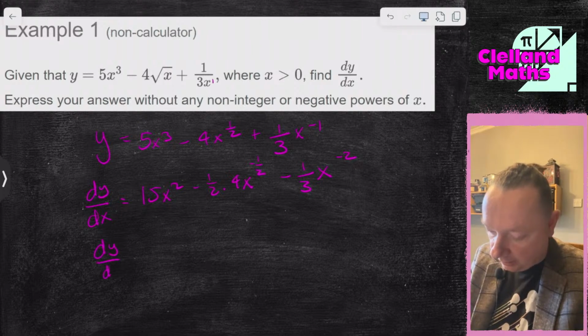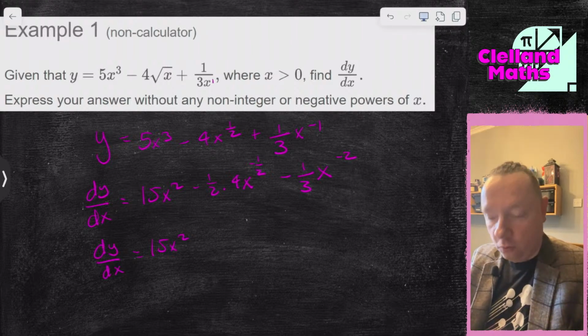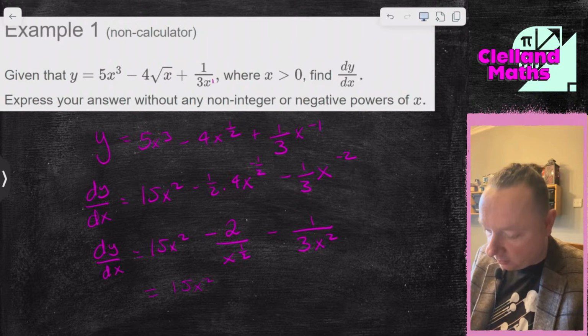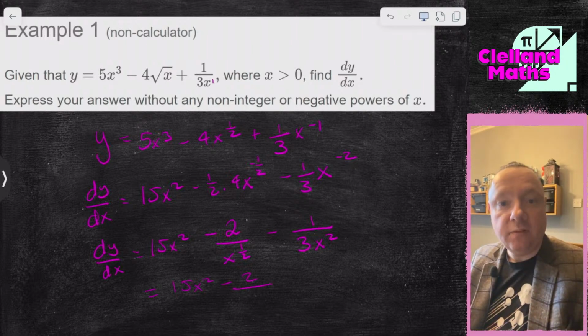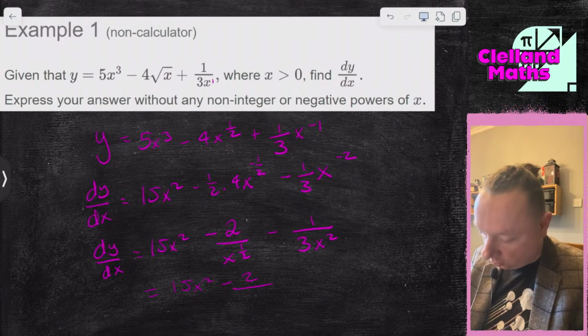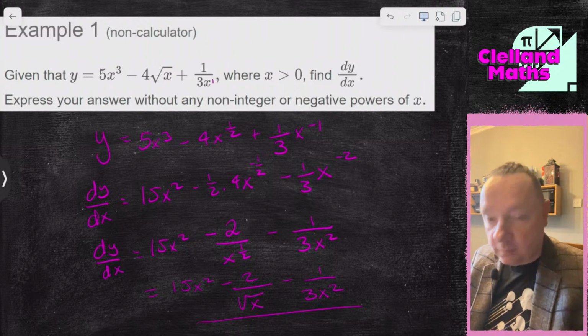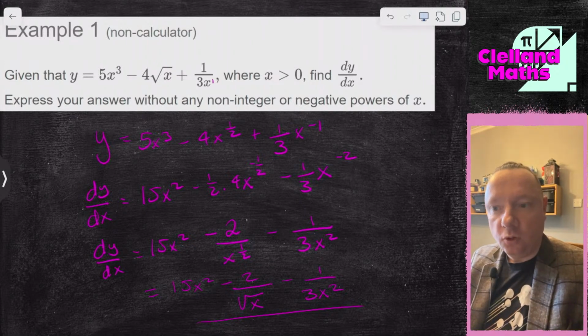So dy by dx, 15x squared is fine with me. A half times 4, well, a half of 4 is 2, so minus 2. But I've got that x to the minus a half, so I'll make that x to the half to start with. And then minus a third, x to the minus 2, so 1 over 3 stays where it is, x squared. I can tidy that up slightly by saying I've got 15x squared minus 2 over, well, x to the half will be root x, so root x minus 1 over 3x squared. And we're done there. Let's move straight on to example 2, shall we?